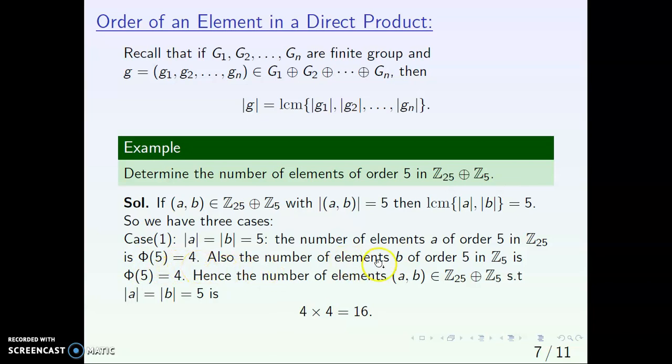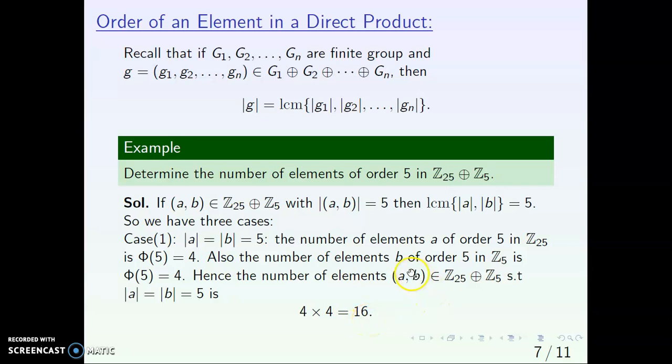Also, the number of elements B of order 5 in Z5 is phi(5), which is equal to 4 again. Hence, the number of elements (A,B) belonging to Z25 ⊕ Z5 such that order A equals order B equals 5 is 4 multiplied by 4, which is equal to 16.